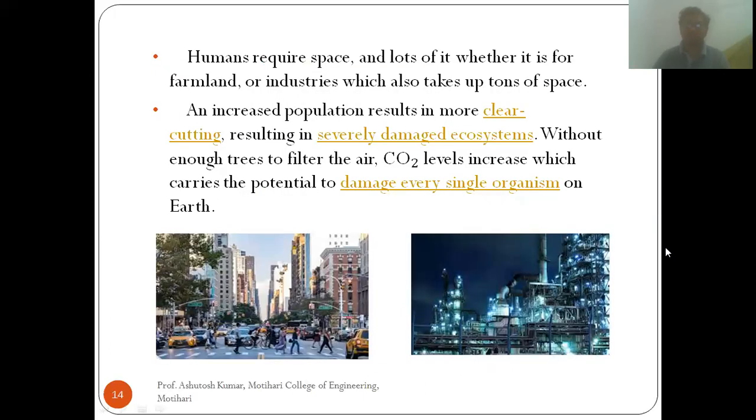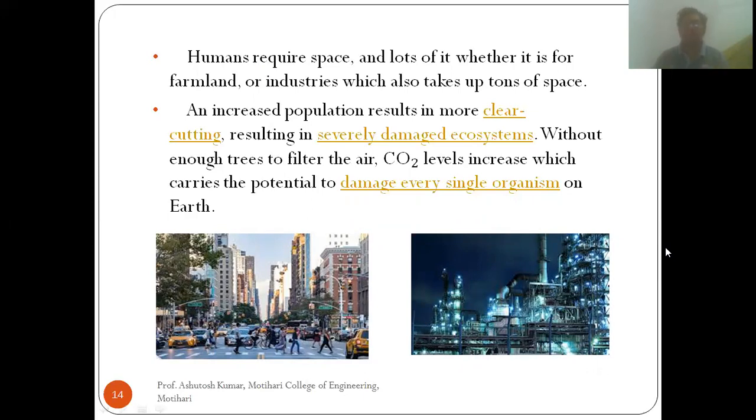Now, how do humans affect the environment? How does overpopulation affect the environment? As we all know, humans require space. So why is space required? For farmland, space is required. For setting up industry, space is required. For making apartments, space is required. For setting up any activity, space is required. So we people occupy a lot of space on this planet.